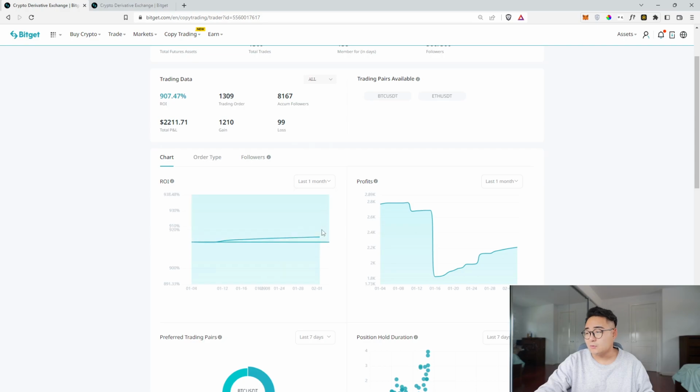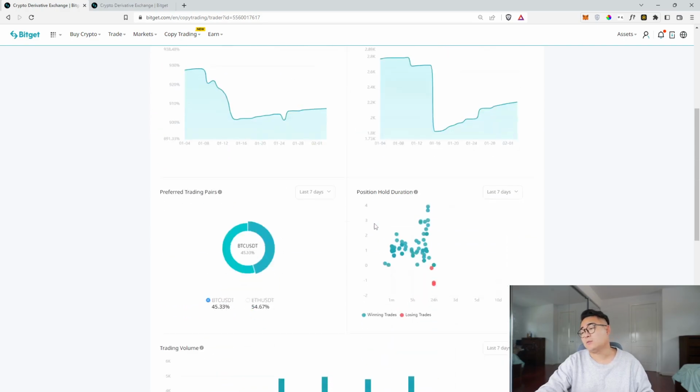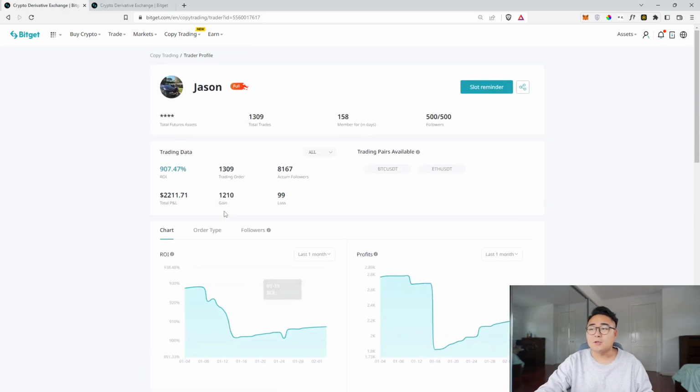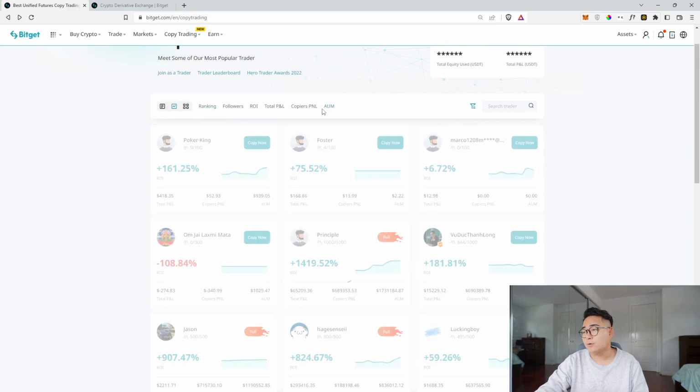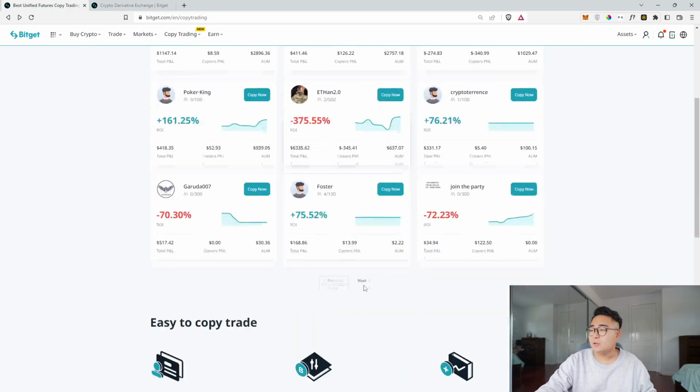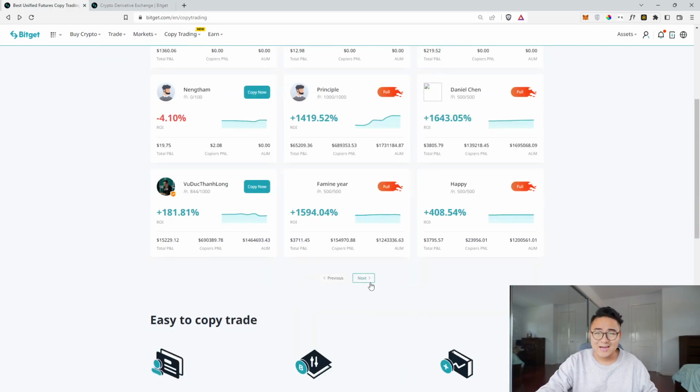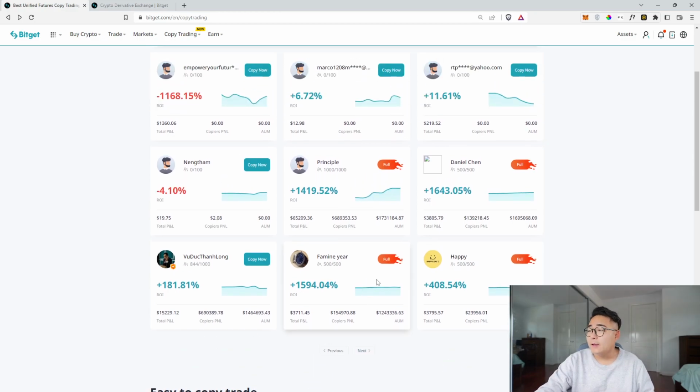And so we can look at his past records, and based on that, we can see whether he's a worthy master trader or principal trader to be followed or not. If we look at AUM, we're looking at the most followed by cash flow, like cash amount.